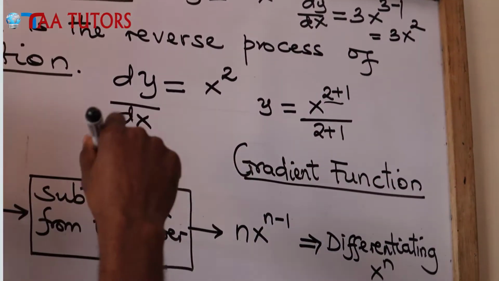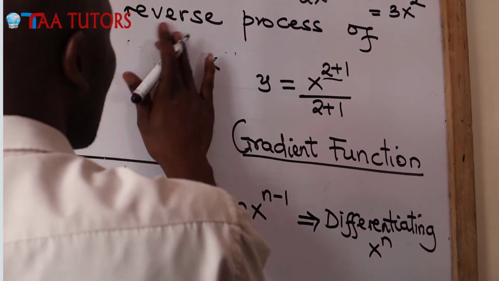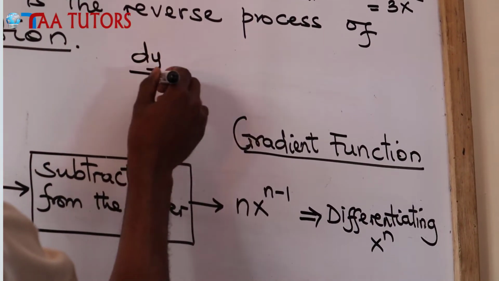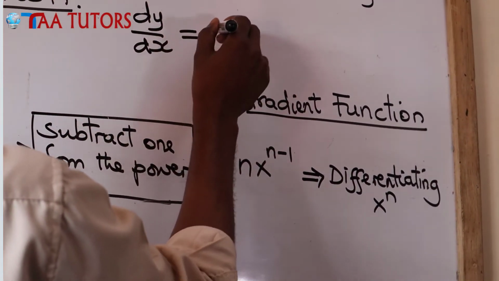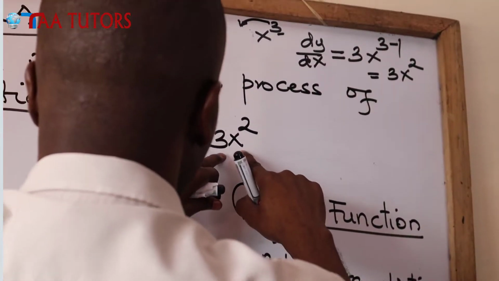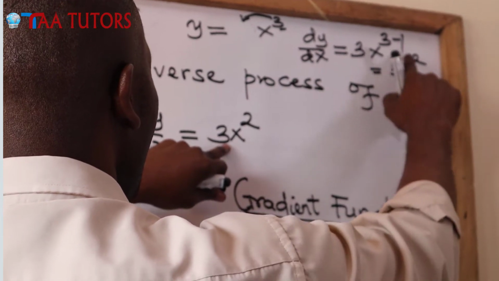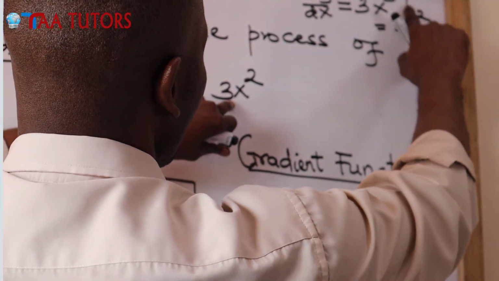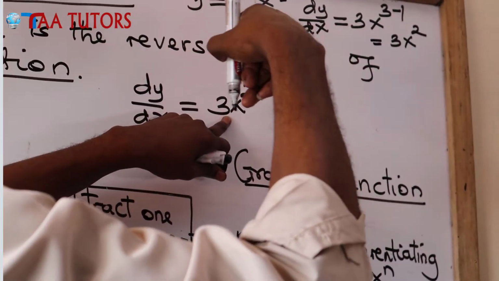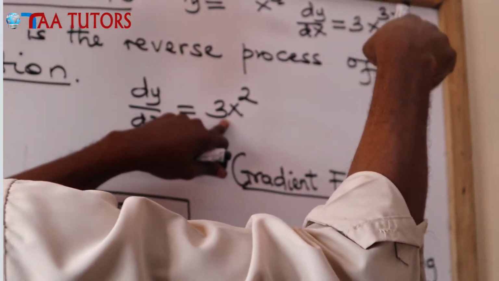Now, if we are going back, assuming now we have dy dx is 3x squared, you have to get the reverse of that. What we did last in differentiation was to subtract 1, so we start with that. The opposite of subtraction is addition.